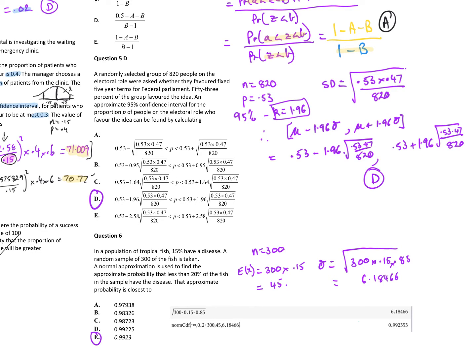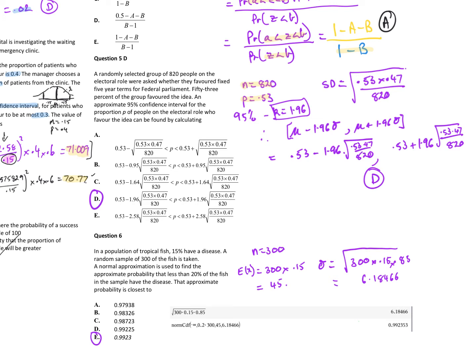What have we got? Similarly, a group of 820 people were asked about the idea of a fixed 5-year term. 53% of the group favoured the idea, so p is equal to 0.53. The population is 820. An approximate 95% confidence interval.